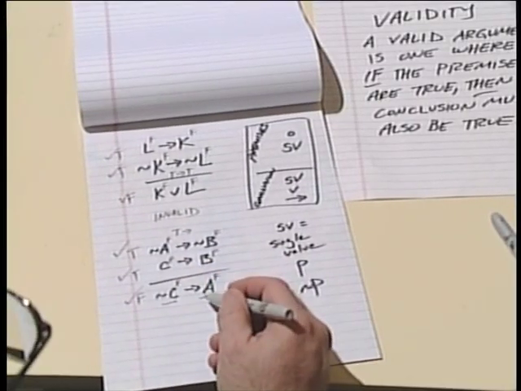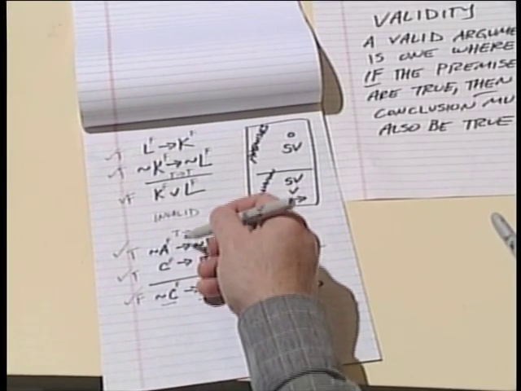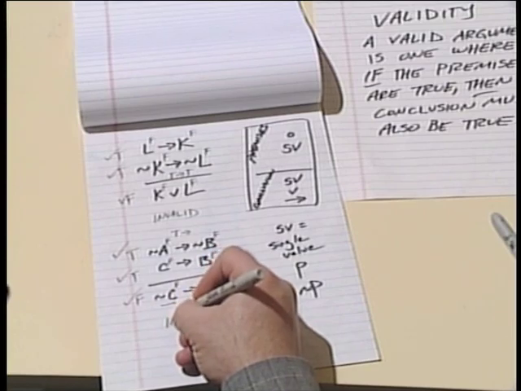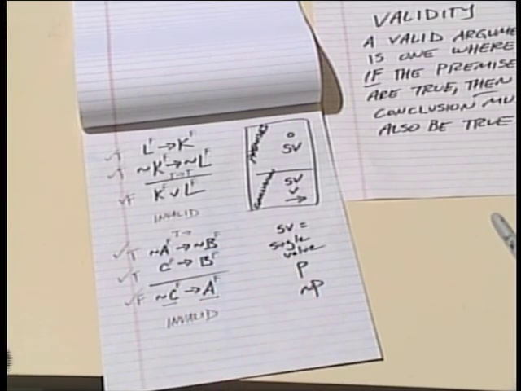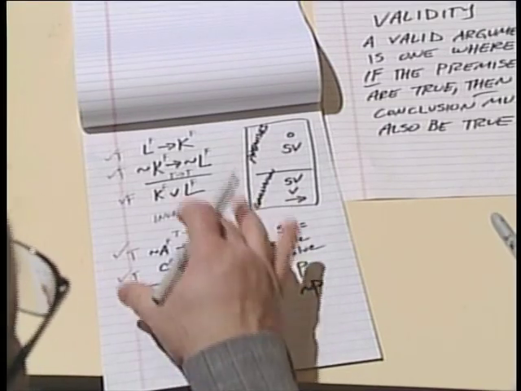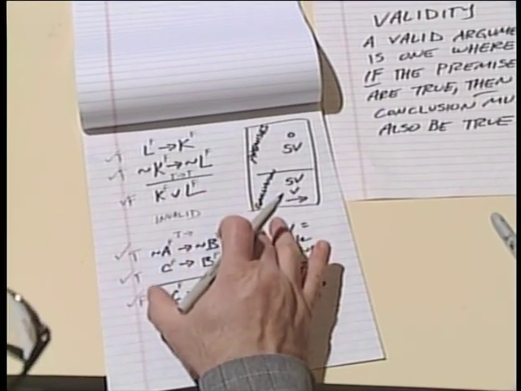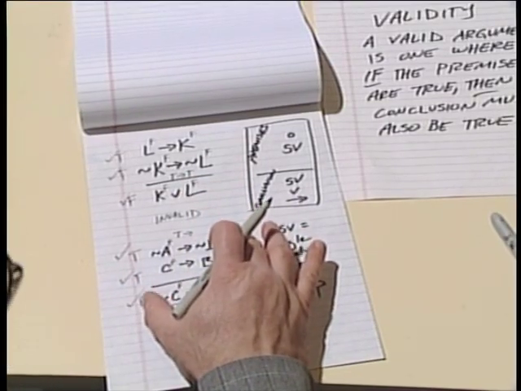If I assign those values, because it all works out, this is an invalid argument because it does not blow up. That is, by working at it, I find a way to make the premises true and the conclusion false.